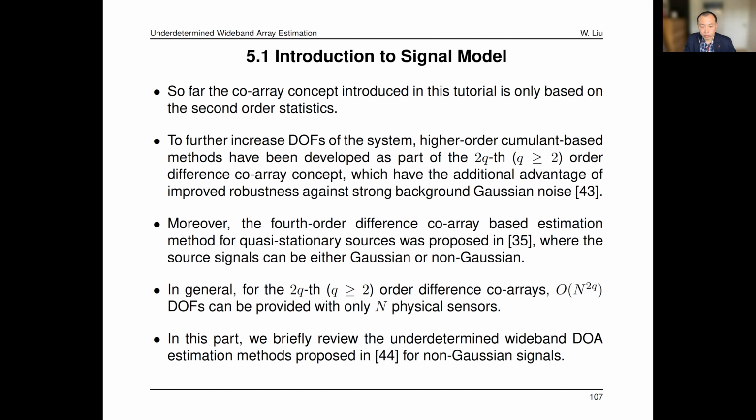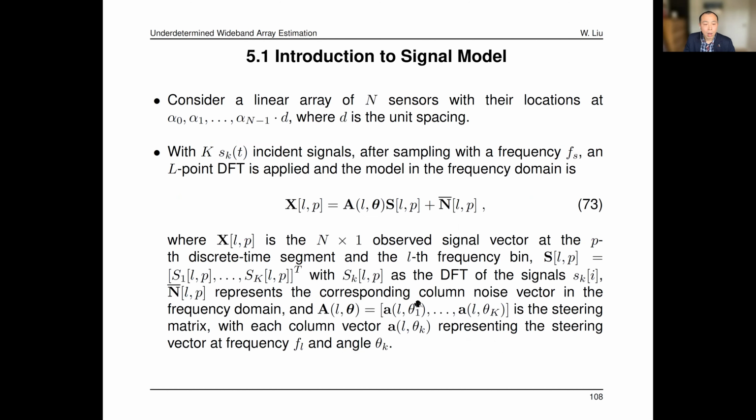In this part, we briefly review the underdetermined wideband DOA estimation methods proposed in reference 44 for non-Gaussian signals. First, consider a linear array of n sensors with locations alpha 0 D, alpha 1 D, and so on, where D is a unit spacing.